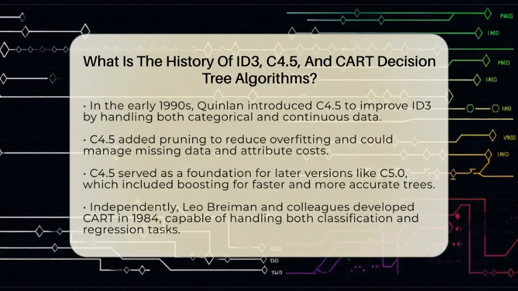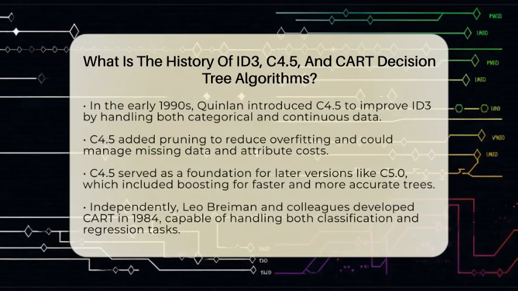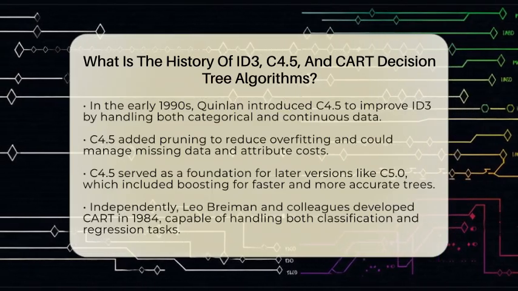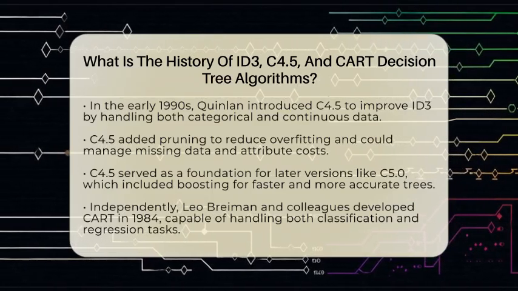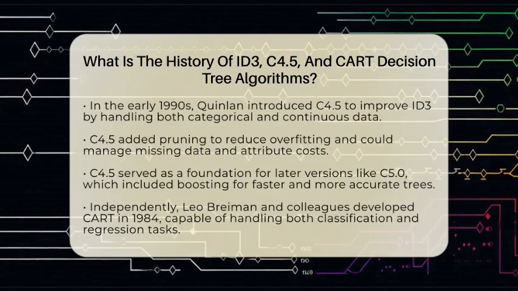But ID3 had some limits. It was sensitive to noisy data, which can cause mistakes, and it didn't handle continuous data well. It also didn't prune the tree, so it could overfit the data, making it less accurate on new data.